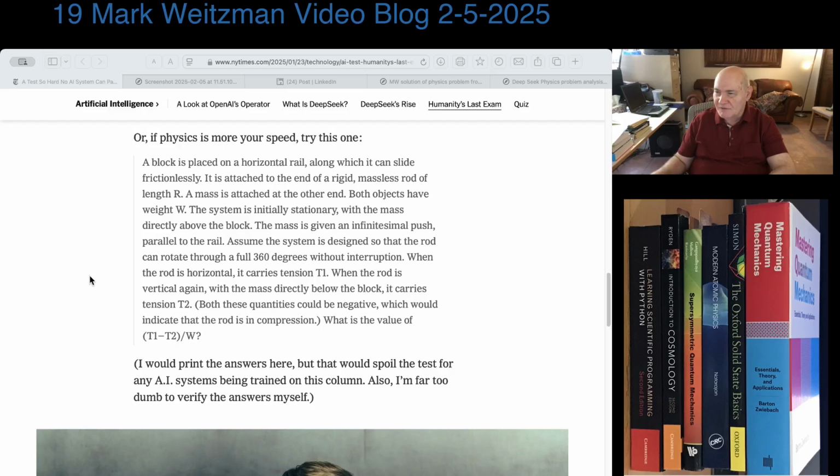When the rod is horizontal, it carries tension T1. When the rod is vertical again, with the mass directly below the block, it carries tension T2. Both of these quantities could be negative, which would indicate that the rod is in compression. What is the value of (T1 minus T2) / W?